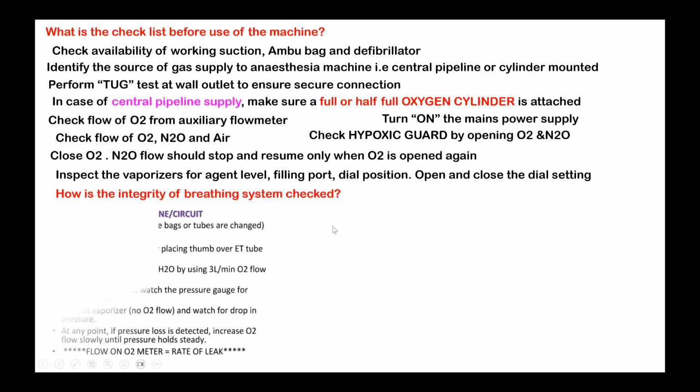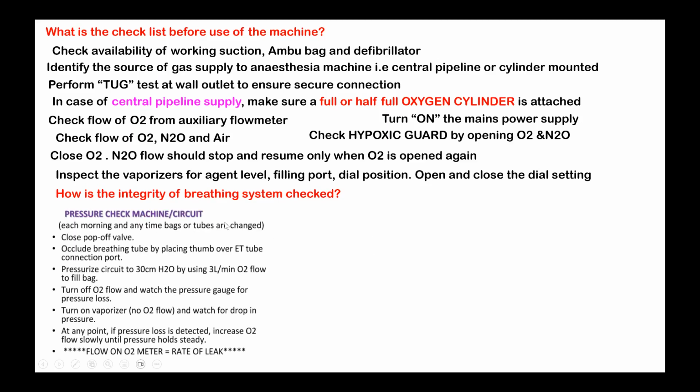First, use my hands to occlude. Occlude with the hand. Close the pop-off valve, the APL valve that you found in the previous picture, you close it completely. Occlude the breathing tube by placing your hand or the thumb to the connection port. Then pressurize the circuit with 30 centimeters of water by using 3 liters of oxygen flow to fill the bag. Then turn off the oxygen flow and watch the pressure gauge for pressure loss.